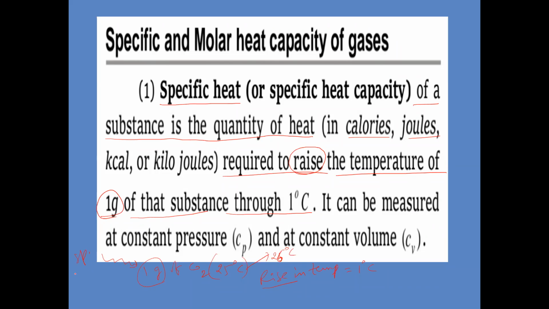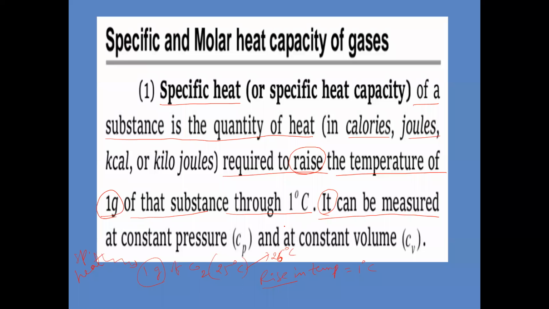How much heat energy needs to be supplied is called what now? Specific heat capacity, or specific heat. The specific heat means the quantity of heat required by 1 gram of the substance to raise its temperature through 1 degree Celsius. It is called specific heat. And it can be measured.